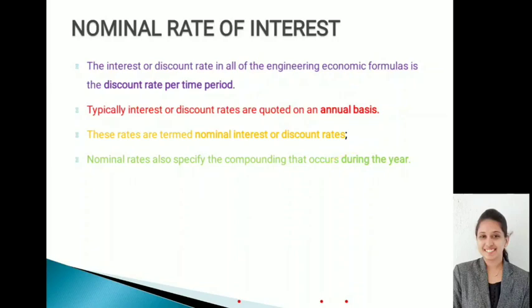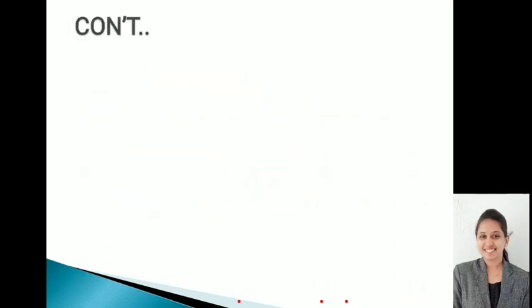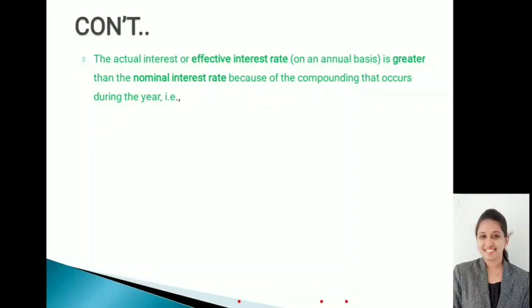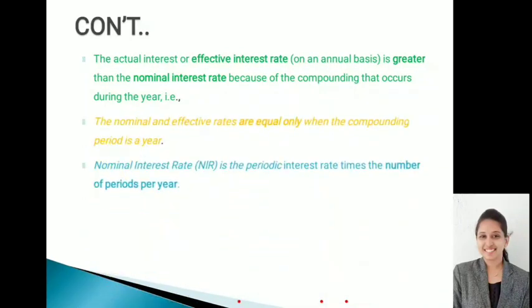However, the interest may be compounded several times in a year, like on quarterly basis, half yearly basis, monthly basis, etc. And a discount rate that is 12% compounded monthly is an example of nominal interest rate. Thus, the actual interest or effective interest rate on annual basis is always greater than the nominal interest rate because of the compounding that occurs during a year. So the nominal and effective rates are equal only when the compounding period is a year.